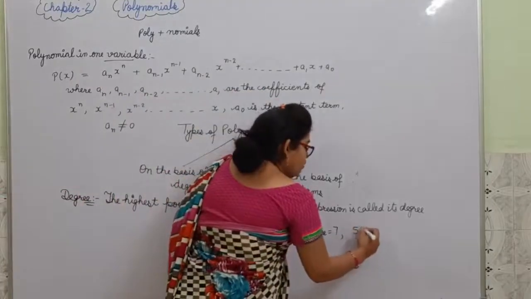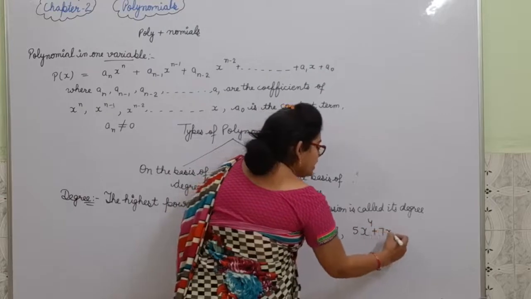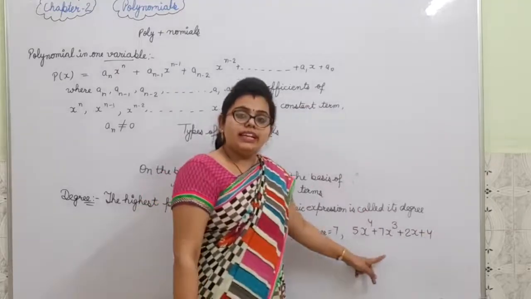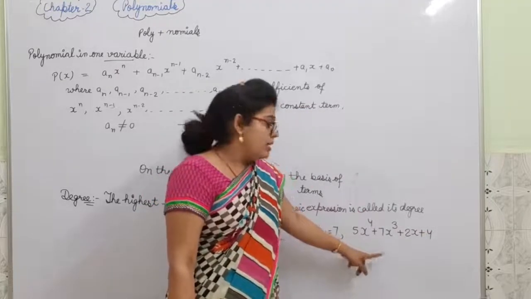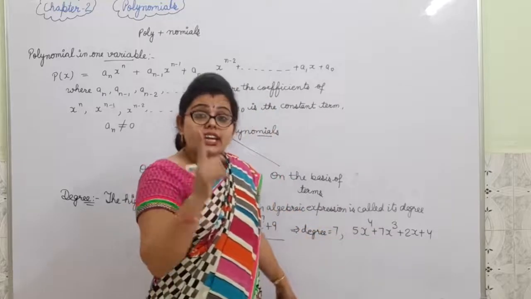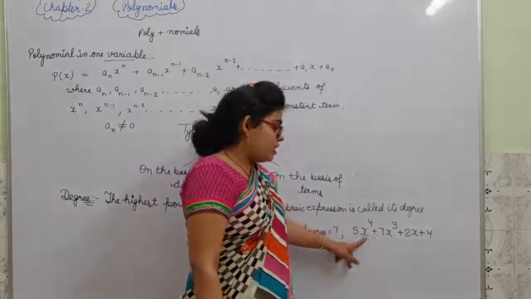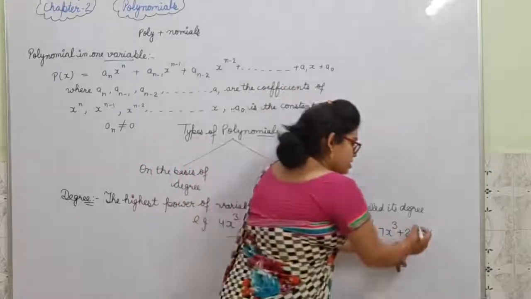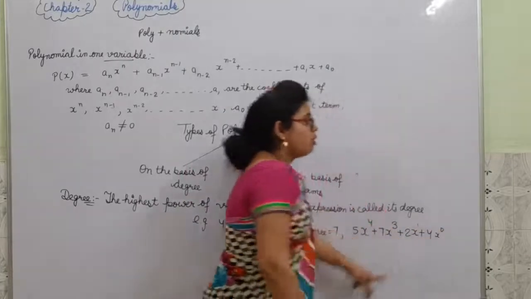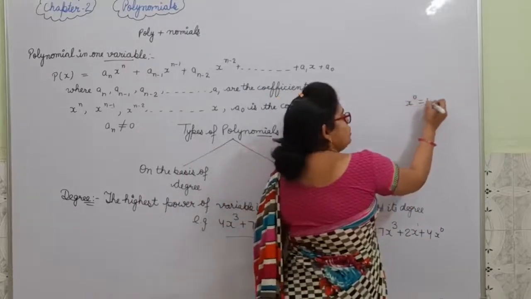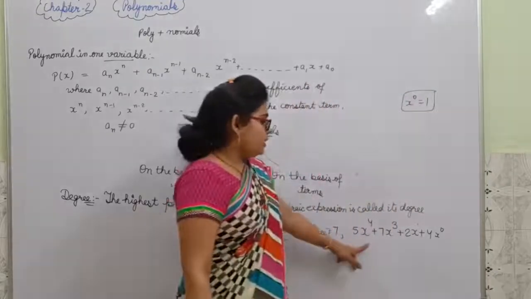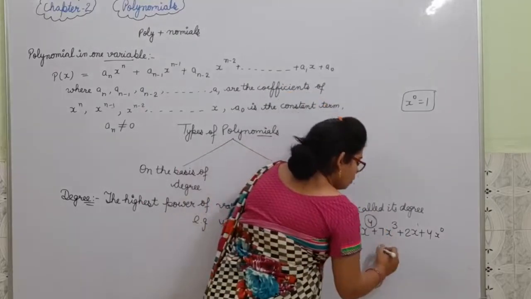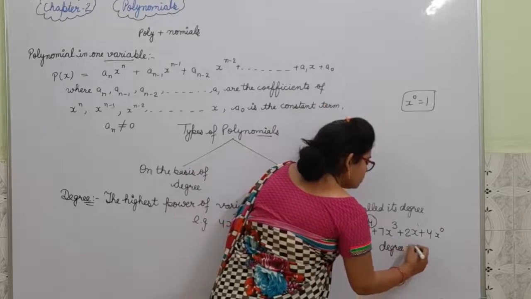Take one more example, a polynomial in one variable: 5x raised to power 4 plus 7x cube plus 2x plus 4. We have to find its degree. What is its highest power? We check the highest power of the variable, not the coefficient. Here x raised to power 4, x raised to power 3, x raised to power 1, and x raised to power 0, because x raised to power 0 is equal to 1. So it can be written like this. In this case, which one is the highest? 4. Degree is equal to 4.